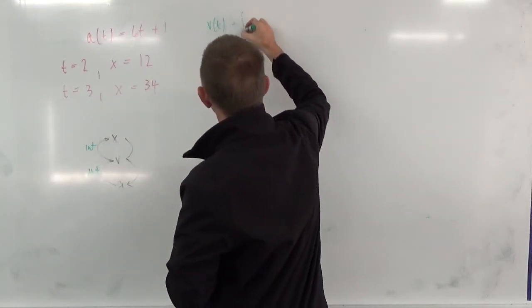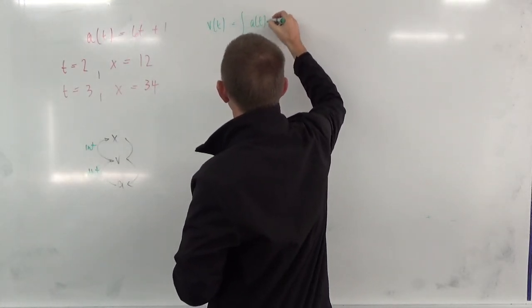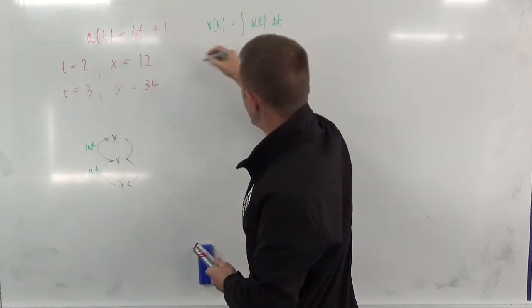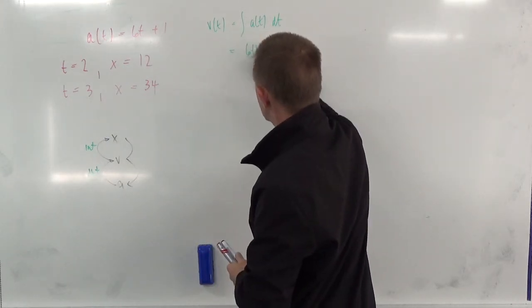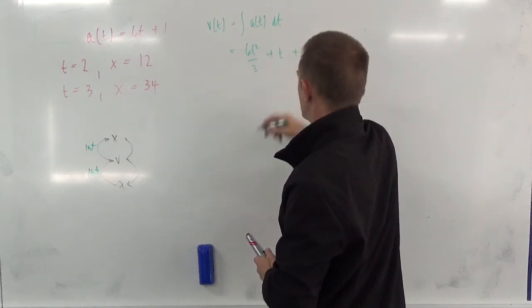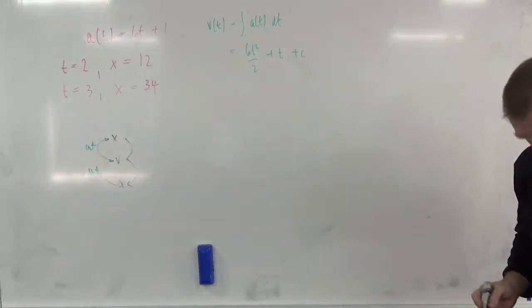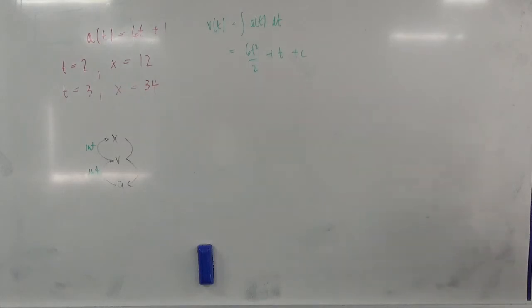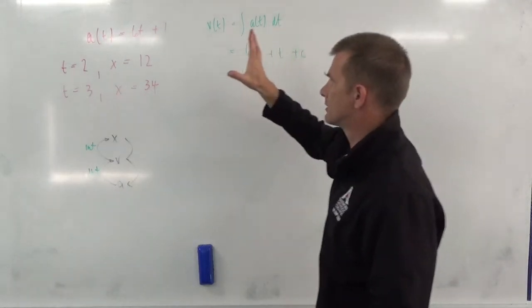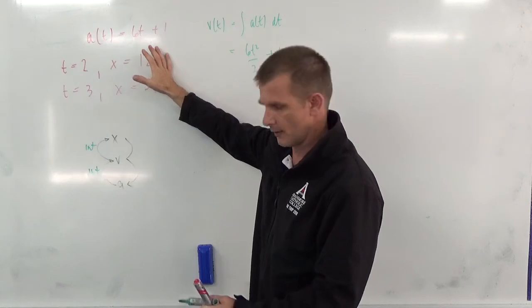of t equals the integration of acceleration of t dt, which would equal the integral of this, which is going to be 6t squared over 2 plus t plus c. Now, that's okay, and we're fine there. But what we've got to recognise is we're not going to be able to figure this out because I don't have any information about velocity.